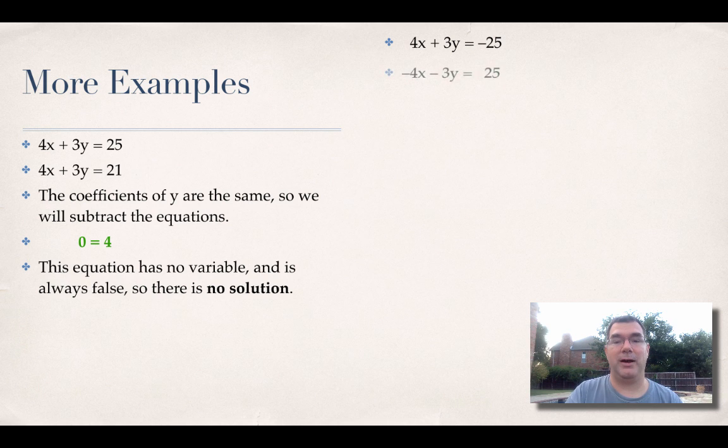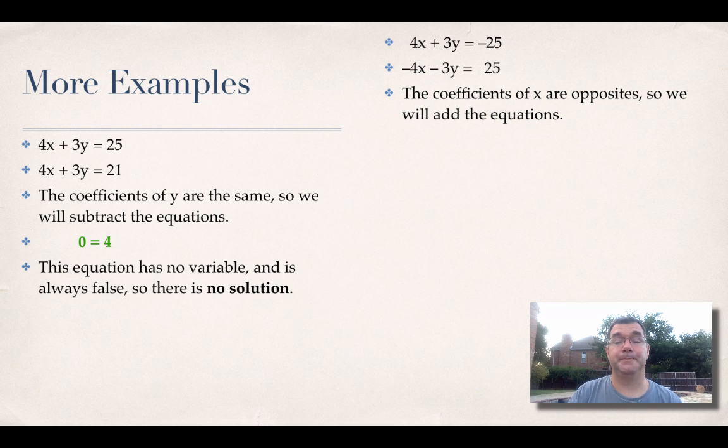4x plus 3y equals -25, and negative 4x minus 3y equals positive 25. Well, now the coefficients of x are opposites and the coefficients of y are opposites, so I'm going to add the equations together. The 4x plus the negative 4x is 0, and the 3y plus the negative 3y is 0. So again, I have nothing on the left, and the negative 25 plus 25 on the right, that's also equal to 0, so I have 0 equals 0.